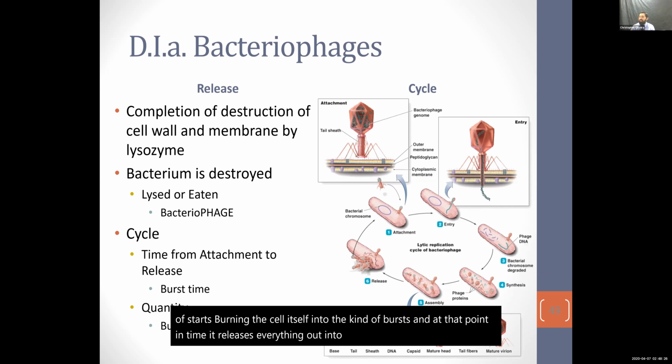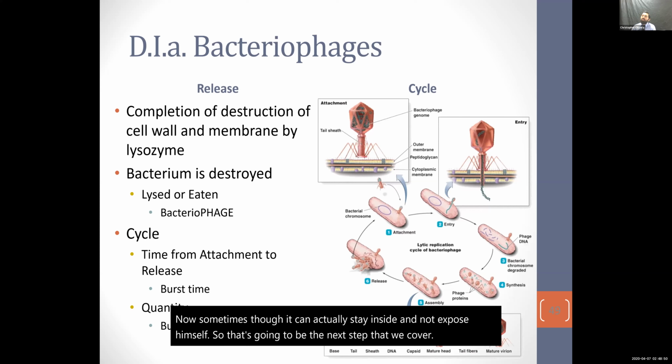Now, here's a little bit of an issue here, is that sometimes it can just get in, hijack, get out, and can do this in a matter of minutes. The time that it takes from attachment to getting out is called a burst time. Now, sometimes though, it can actually stay inside and not explode the cell. So that's going to be the next step that we cover.